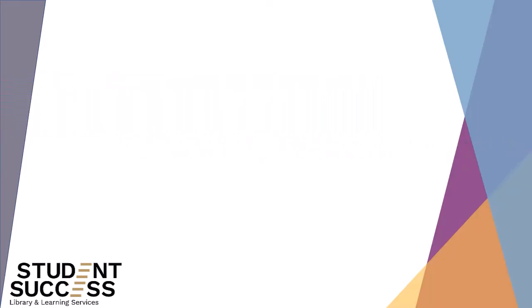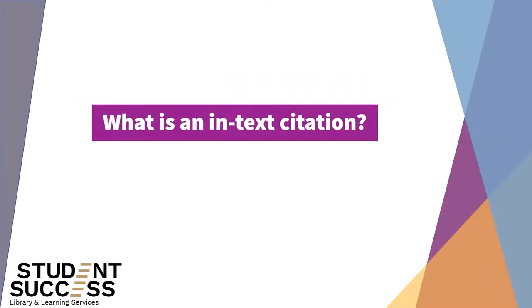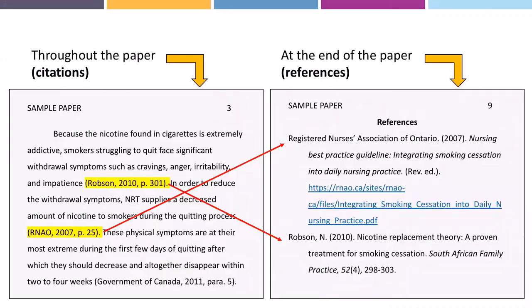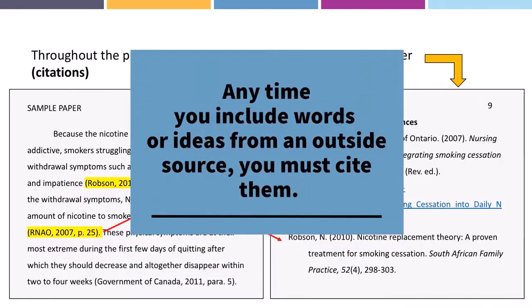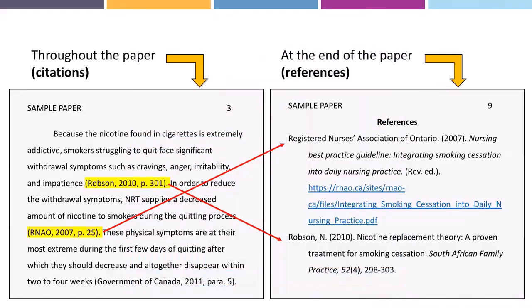Let's begin by making sure that we understand what an in-text citation is. In-text citations occur in the body of our writing. What this means is that anytime I include words or ideas from an outside source in my essay, I must include an in-text citation in order to signal to my reader that I got information from somewhere else. In other words, I'm giving credit to the original author.